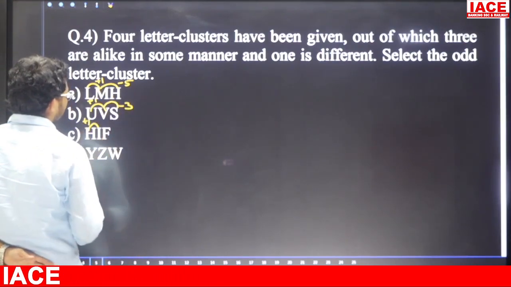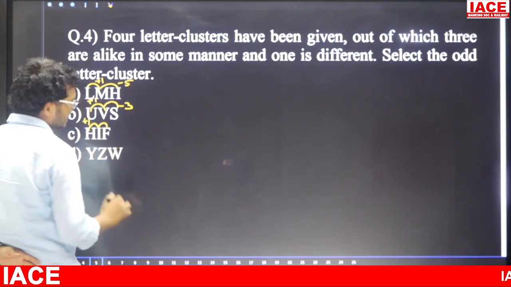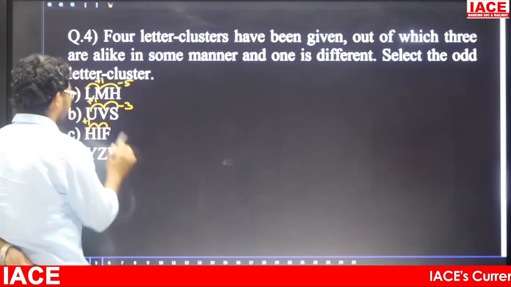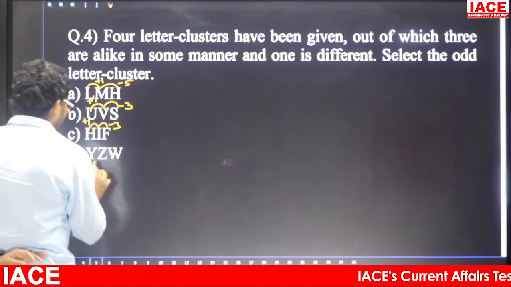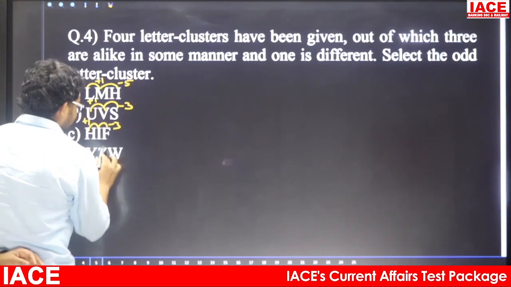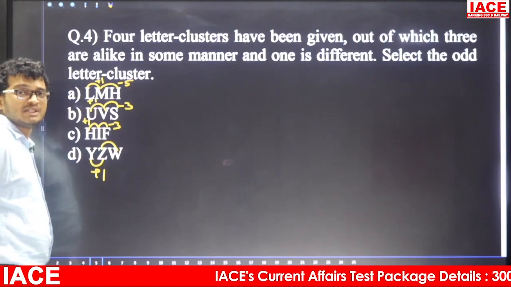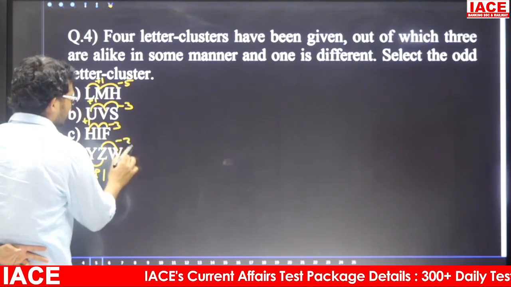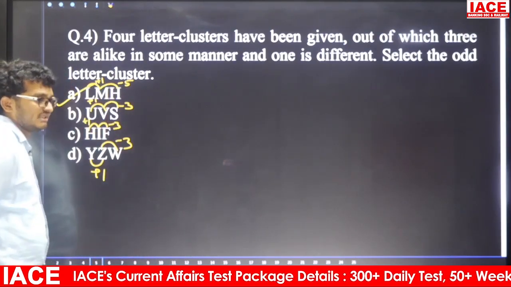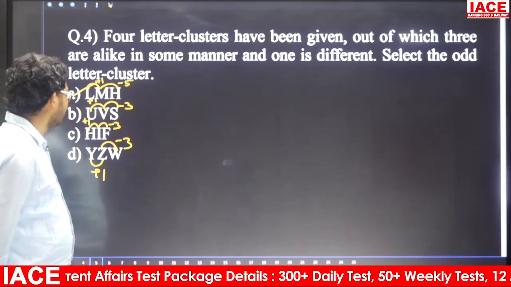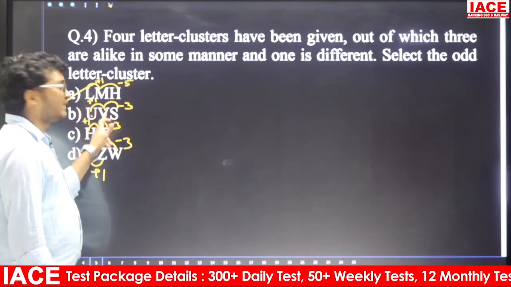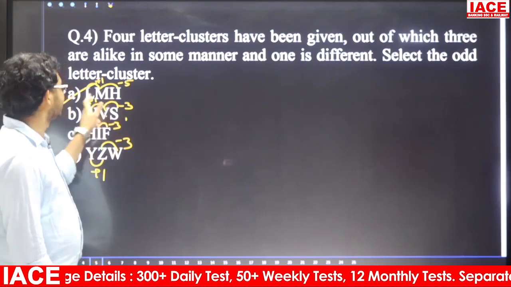Next, H and I logic is plus 1. Next, I and F logic: I is 9, F is 6, minus 3. Next, Y and Z logic is plus 1. Z and W: Z is 26, W is 23, then this one is minus 3. So which of the following is the different one? The answer is option A. Here the logic is from first letter to second letter plus 1, second to third letter minus 3, except option A.